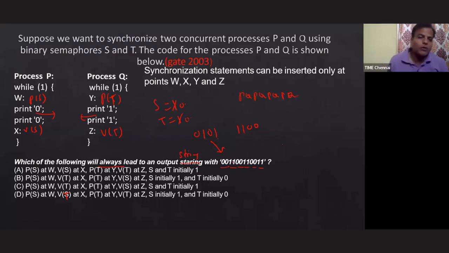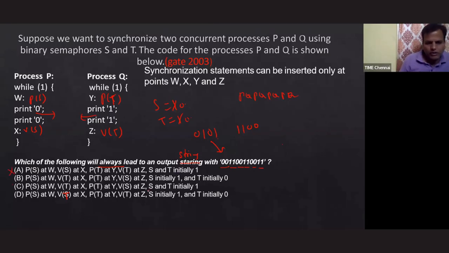Why is it happening? Because the S and T values are both 1, the door for both processes P and Q is open. That's why it is happening. Getting this? Chalo. Hope you understood this one. So let's see which option is not correct.